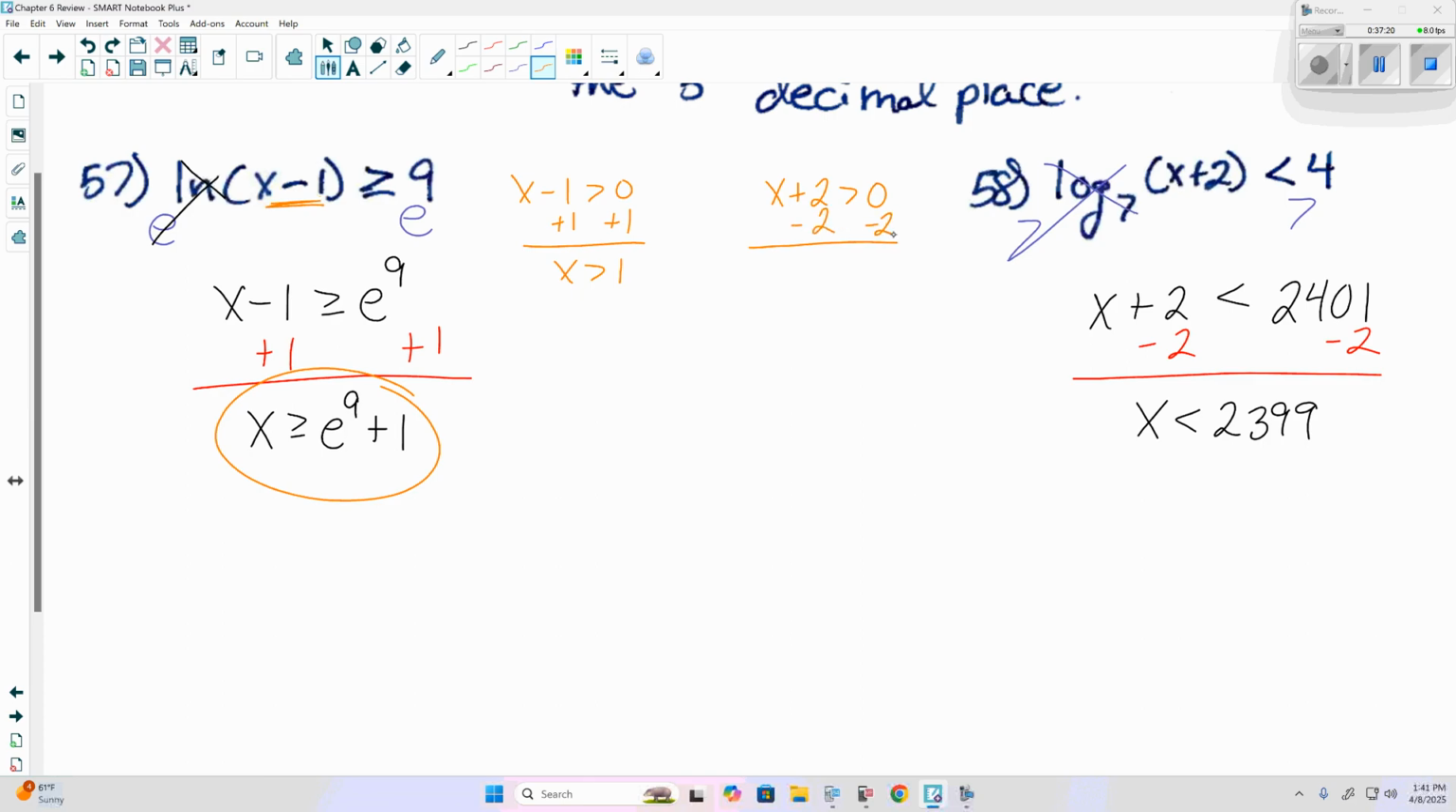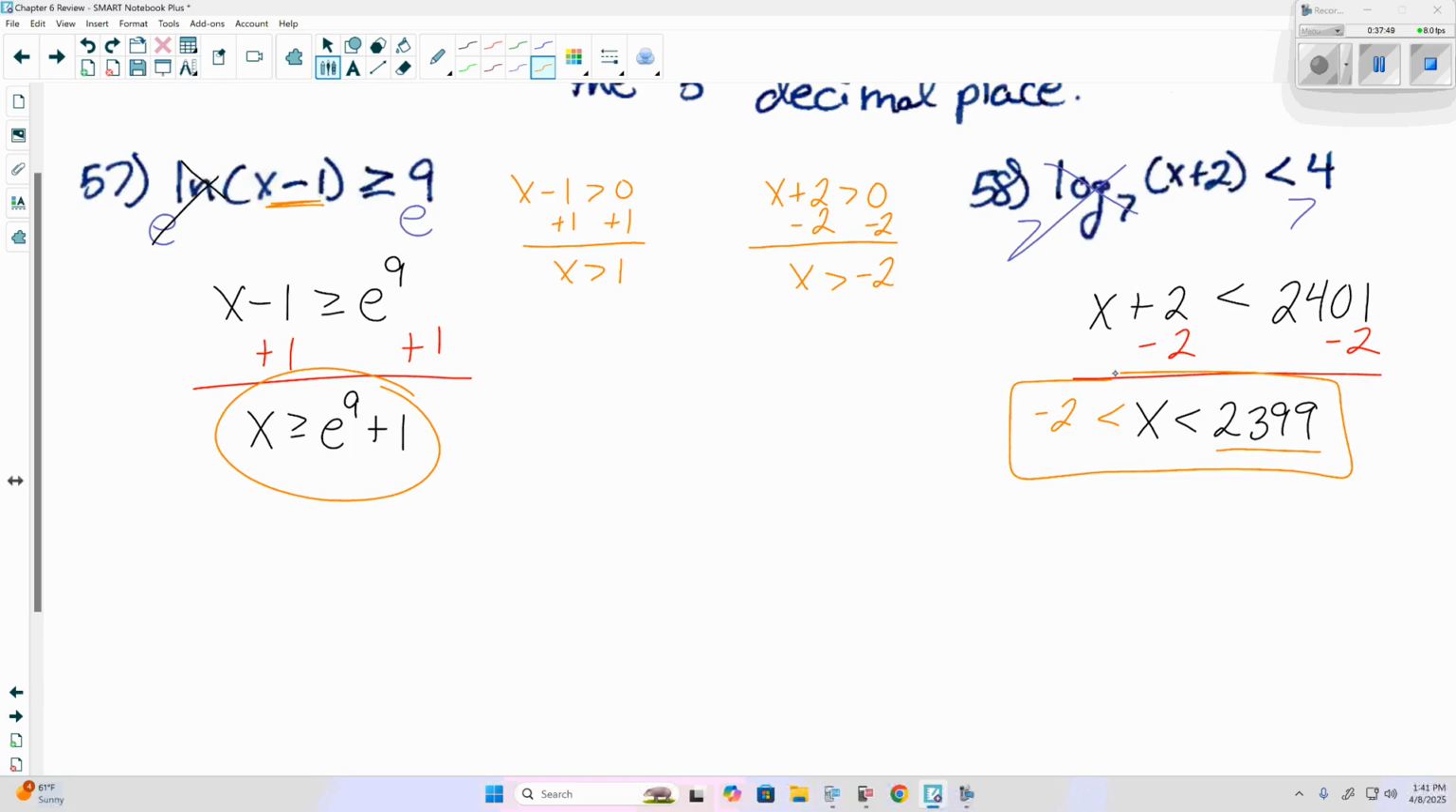Now the restriction for this one here, again, is that x plus 2 has to be greater than 0, or essentially that x has to be greater than negative 2. Now negative 2 is indeed less than 2,399. So here we'd have to add back in the fact that negative 2 is less than x is less than 2,399. The values of x have to be between those spots for it to work.